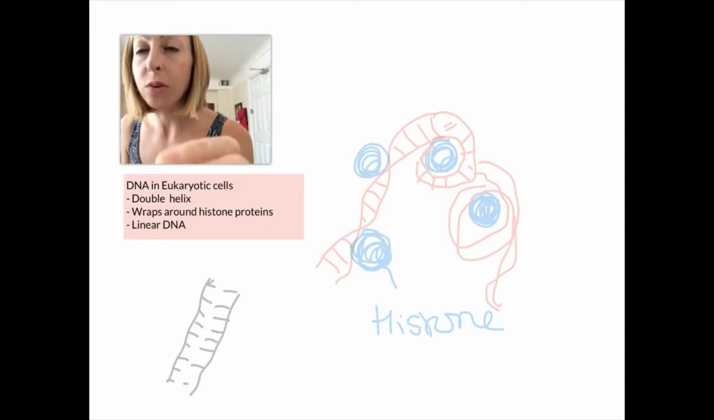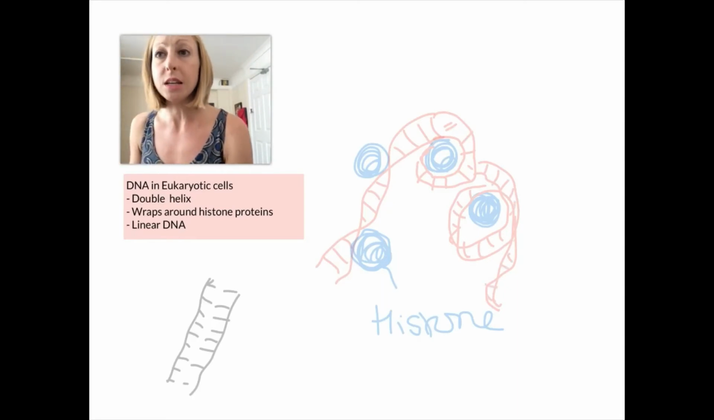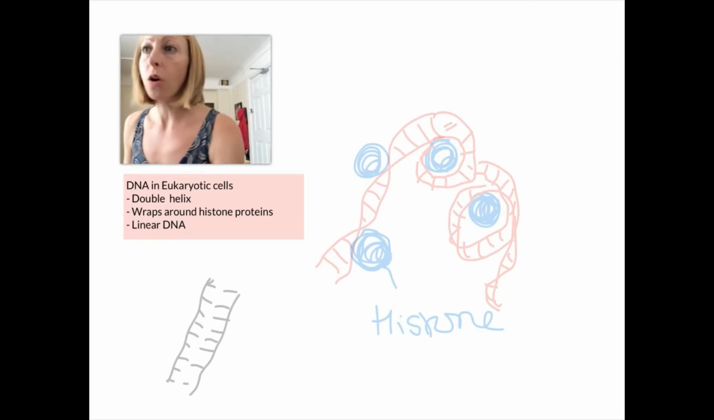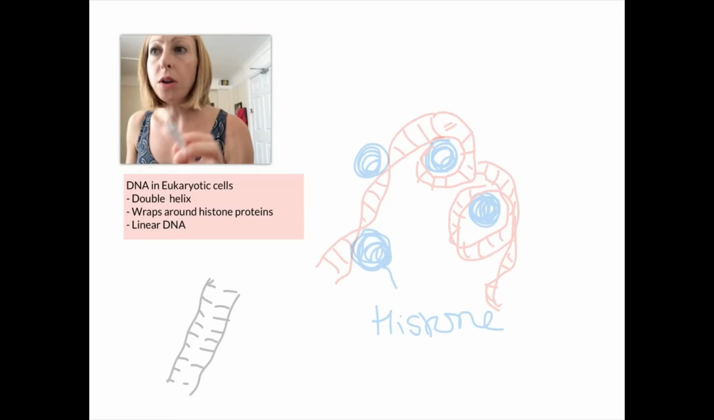By coiling up around these histone proteins, the DNA is able to fit inside the nucleus, but you'll also see in later information that they have a role in helping to switch the DNA on and off for particular genes. That means turning genes on to allow a protein to be made, or turning genes off to stop a protein being made. Now, only eukaryotic cells have the histone proteins.